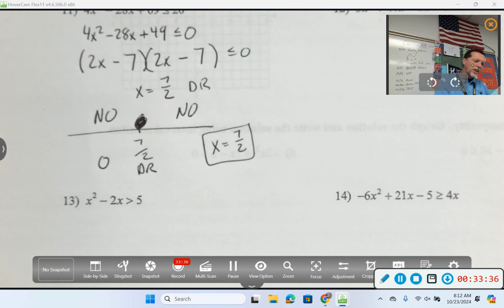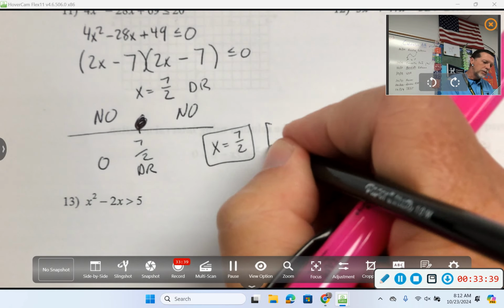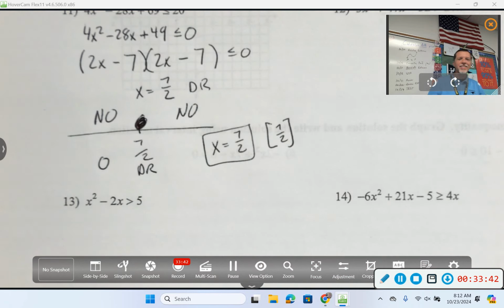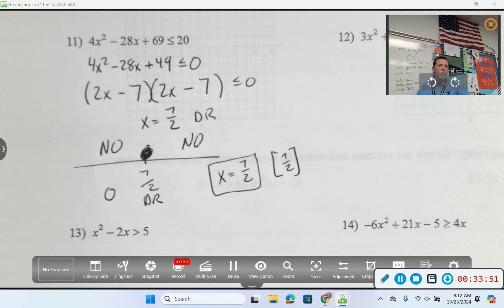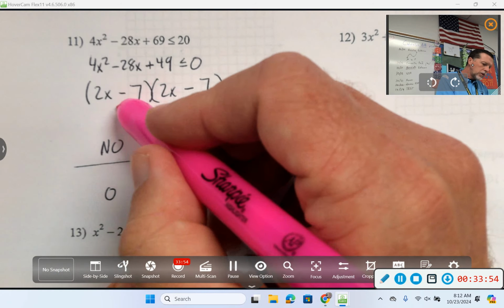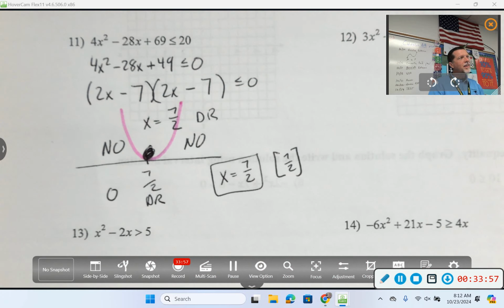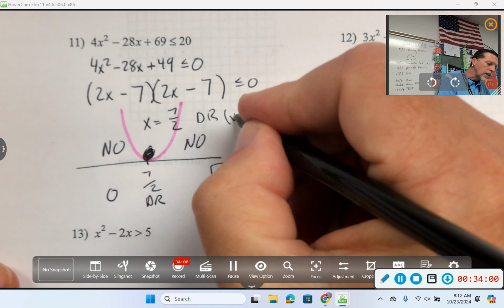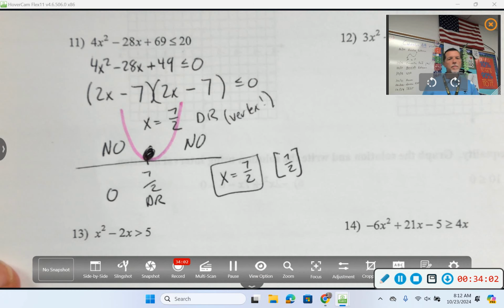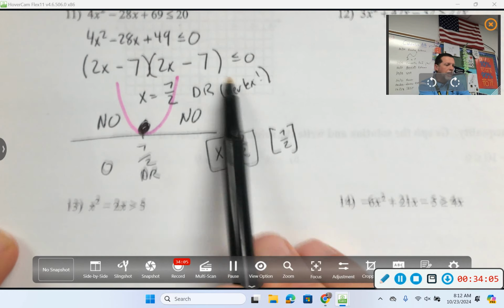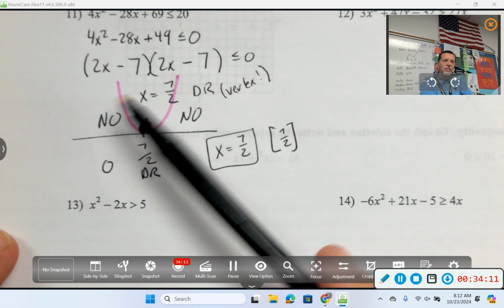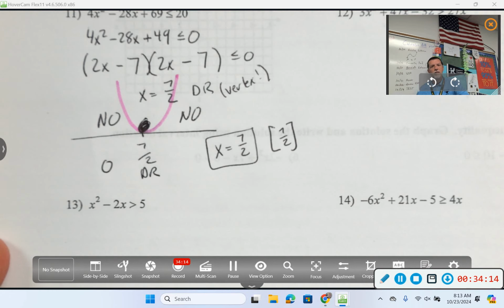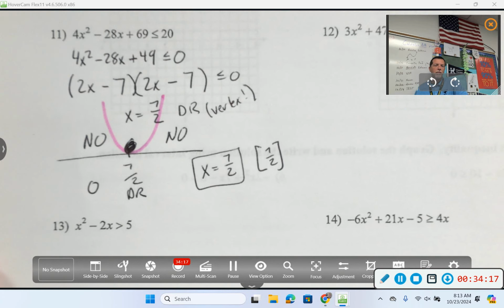Interval notation on that would be kind of weird. I'm not even sure what it would be. 7 halves in brackets. There's your answer, 7 halves. With the alternate method, a parabola pointing up with only one root, it would be the vertex. If you find a double root, that means it's the vertex. And you want to know where it equals 0. Well, it equals 0 at 7 halves. Where is it less than 0? It's never less than 0. It's always above the axis if you're using the graphing method.